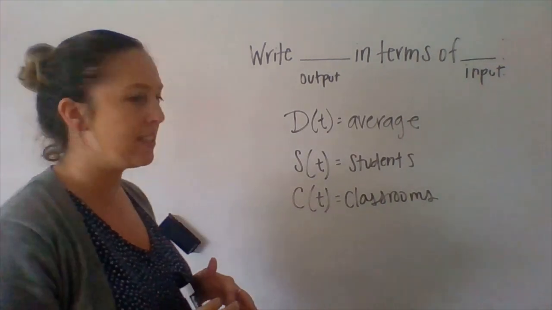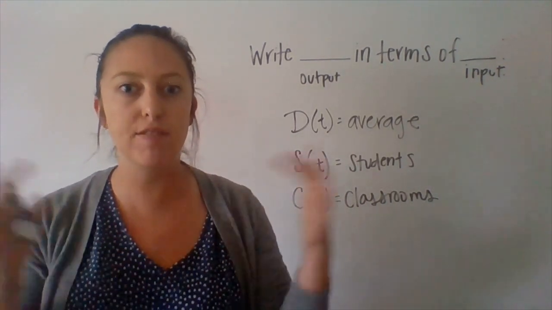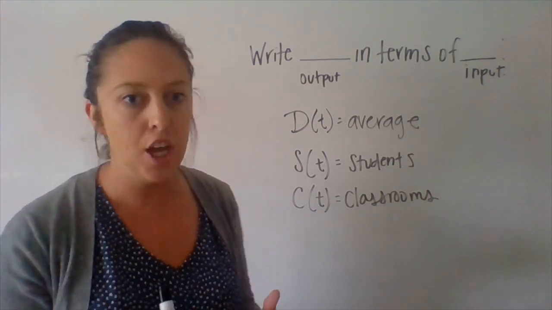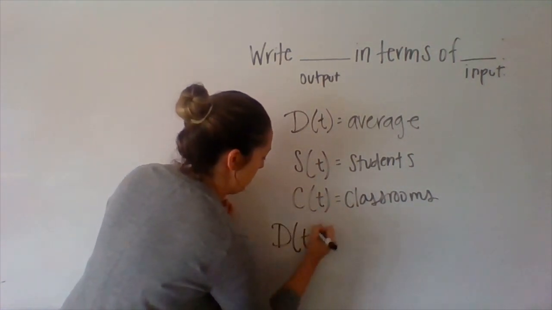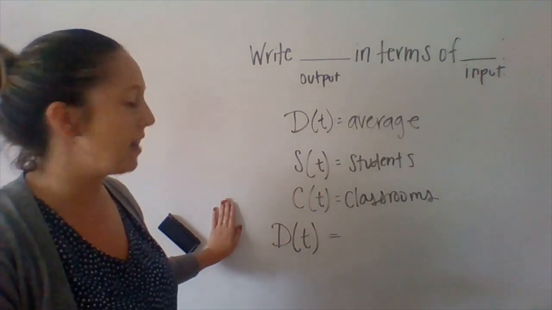So average is dividing the total divided by the number of classrooms, right? So we want to divide the students into the number of classrooms to figure out what our average class size would be. So I want d of t to equal the students divided by the classrooms.